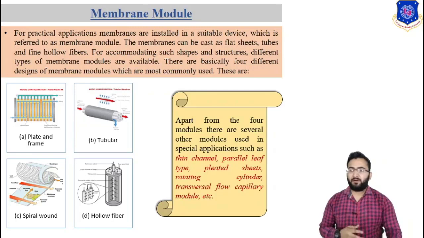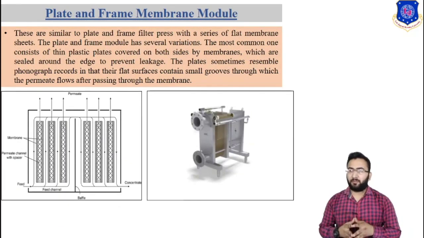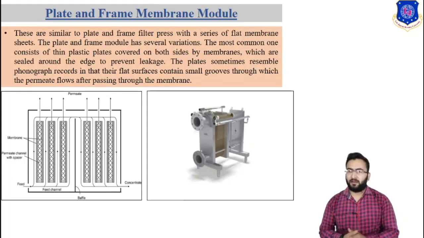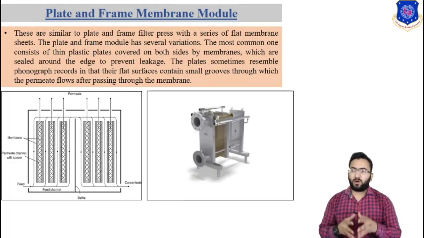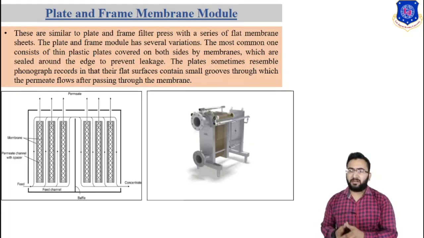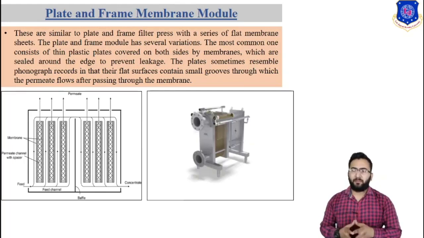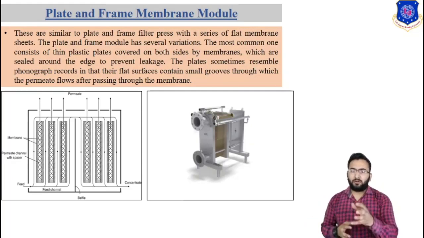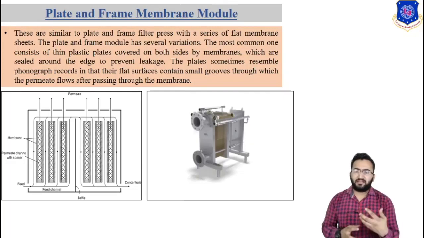So let's first discuss the first module, which is the plate and frame membrane module. These are similar to a plate and frame filter press with a series of flat membrane sheets. The plate and frame module has various variations. The most common one consists of thin plastic plates covered on both sides by membrane, which are sealed around the edge to prevent leakage. The plates sometimes resemble a phonograph record in that their flat structure contains small grooves through which the permeate flows after passing through the membrane.